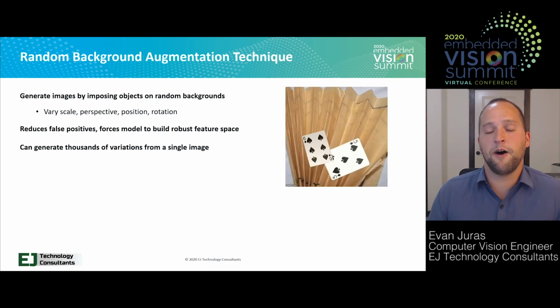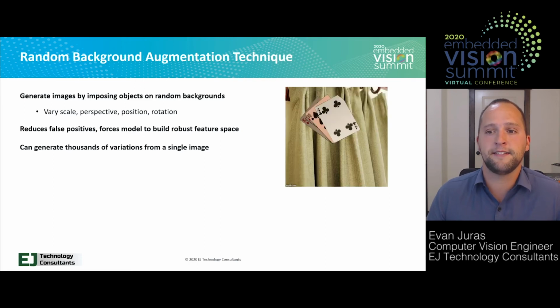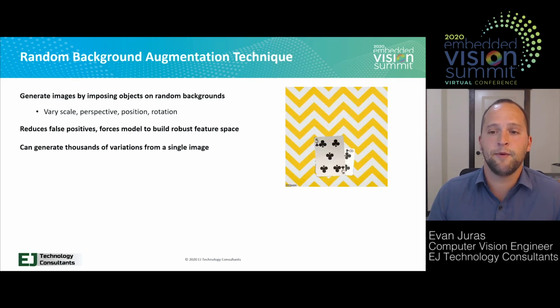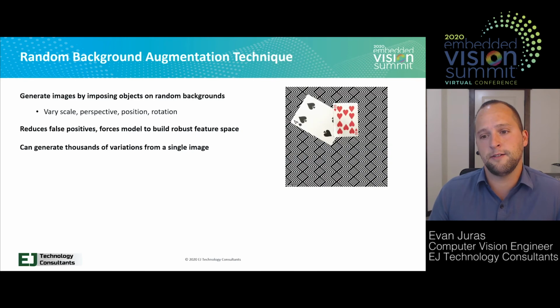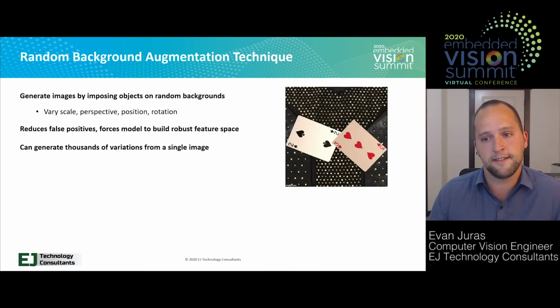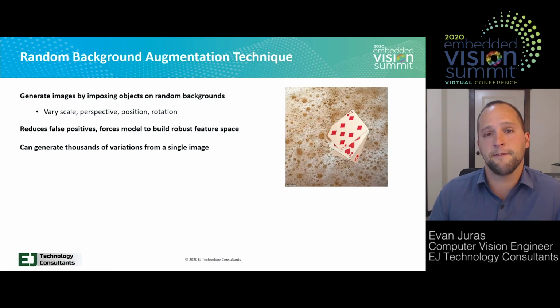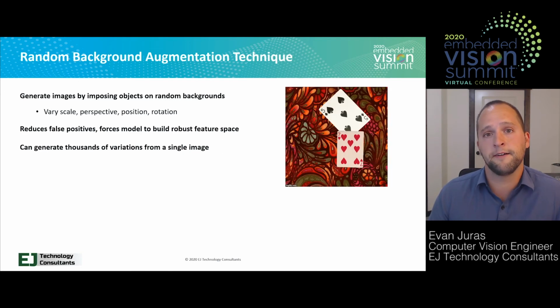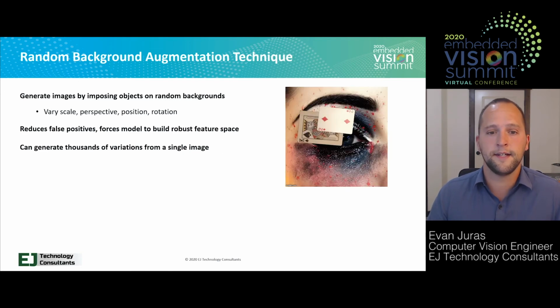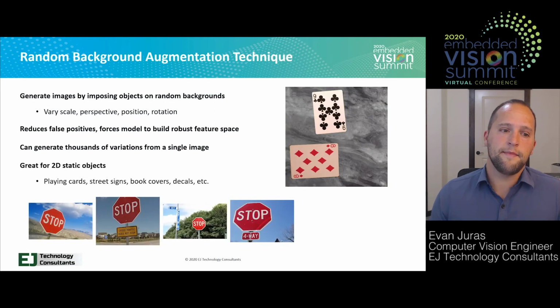It also forces the model to build a robust feature space. It gets very good at recognizing which patterns belong to a certain class. So for instance, it knows which patterns to identify as a 7 of clubs or which patterns to identify as an ace of hearts. The method is also effective for other applications that involve 2D static objects. Some examples besides playing cards would be street signs or book covers or decals.